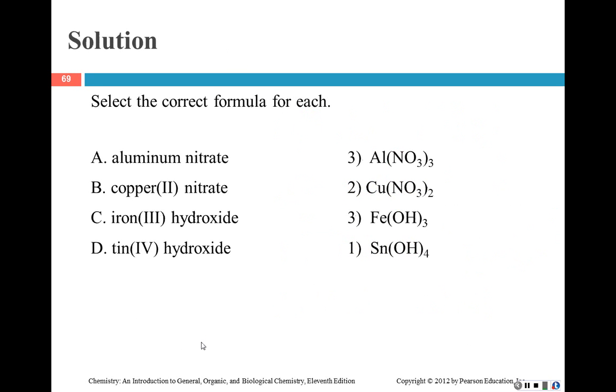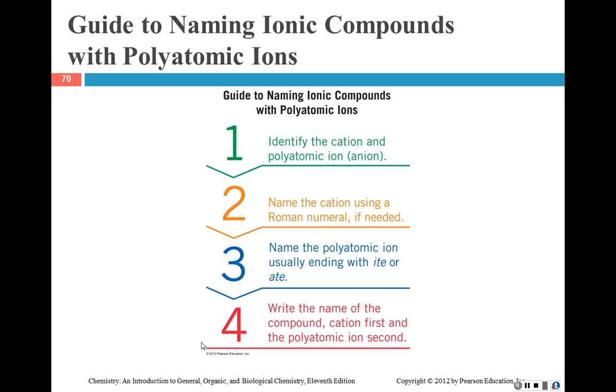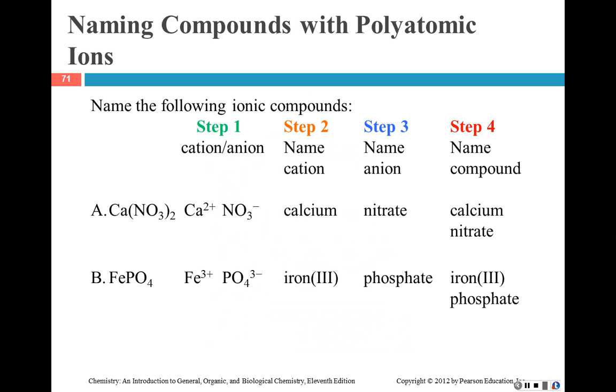Yay. Okay. All right. So the guide to naming ionic compounds with these guys: we're going to identify the cation and the polyatomic ion. We're going to name the cation using the Roman numeral, if it's necessary. Then we're going to name the polyatomic ion, whether it ends in -ate or -ite or whatever, and then write the name of the compound with the cation first and the polyatomic ion second. And so with calcium nitrate, you have the calcium and the NO3, calcium nitrate.